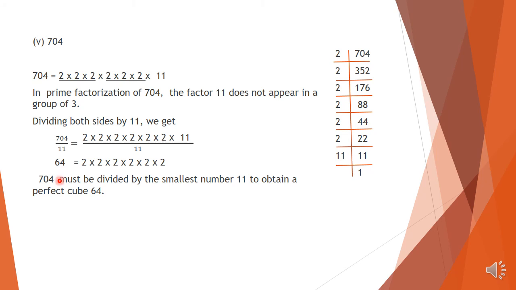So the final step is 704 must be divided by the smallest number 11 to obtain a perfect cube, and the perfect cube is 64. Okay children.